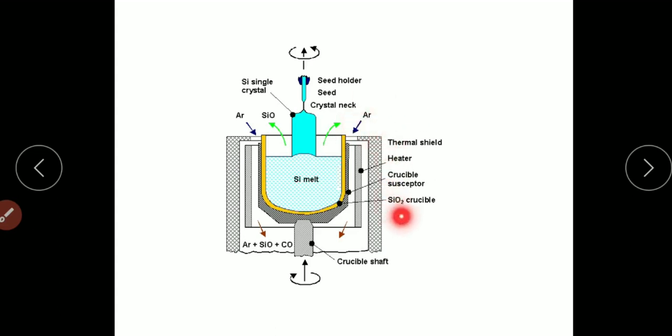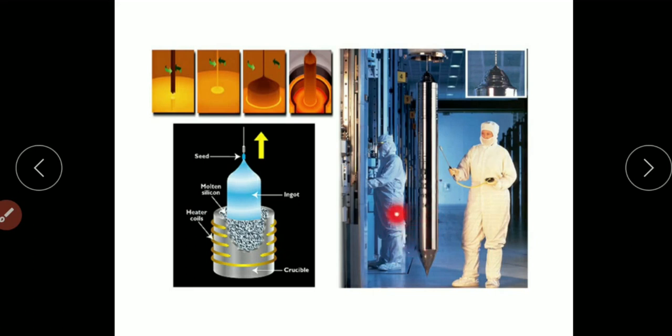That rod is called an ingot. So you will get a silicon ingot. It looks like this. This is the silicon ingot, and this is a puller. While this chamber is rotating, you have to pull using the crystal puller. Then you can get this type of pure silicon, which is called a silicon ingot.